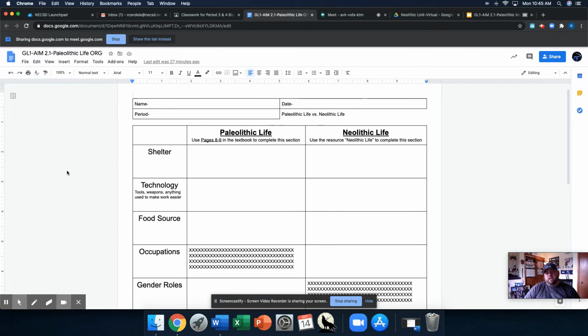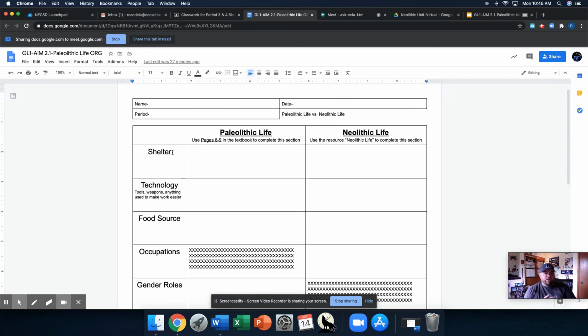So we're really interested in a couple of different aspects of life in the Paleolithic era. Number one, what is their shelter like? What are their homes like? So describe them. Any information that you come across in the text that describes shelter for Paleolithic people, we want to put in our graphic organizer, okay? Next is technology. Tools, weapons, anything used to make work easier is considered technology. Some people may consider fire technology. You can make the argument, but that's an argument for a different time.